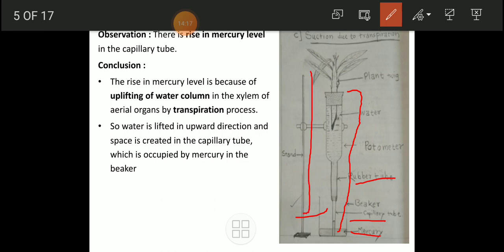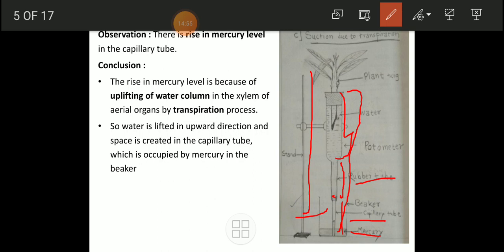What we have to do, first of all, fix the potometer to the stand. Yes, we have fixed that one, isn't it? And this potometer has a rubber tube at one end, and at the other end of this rubber tube we have attached a capillary, isn't it? Now first of all, we have to fill up this potometer with water, but the lower end we have to close with the thumb, isn't it? Now after filling the water, immediately we have to dip the lower end into the mercury.